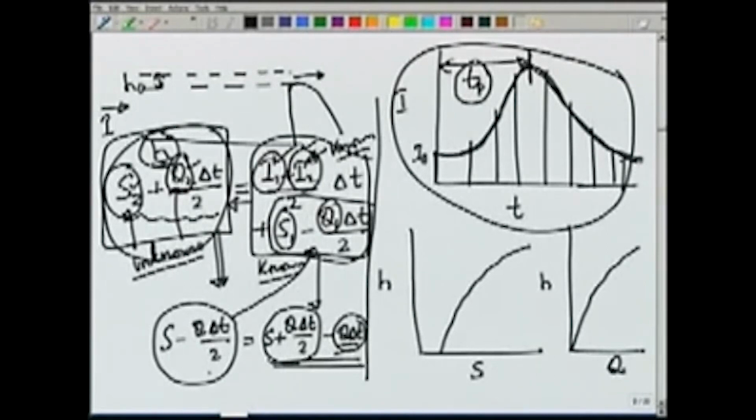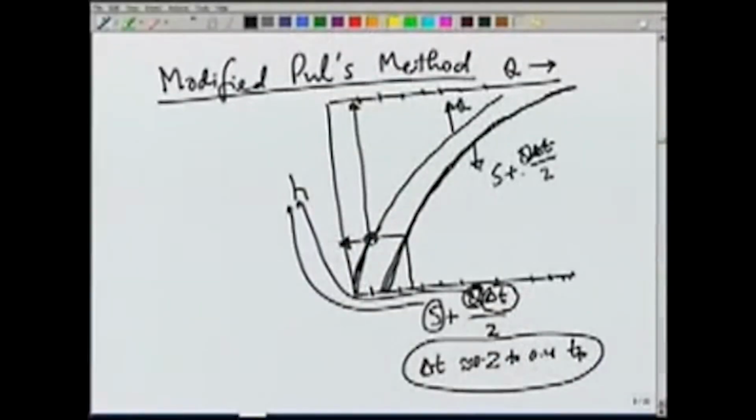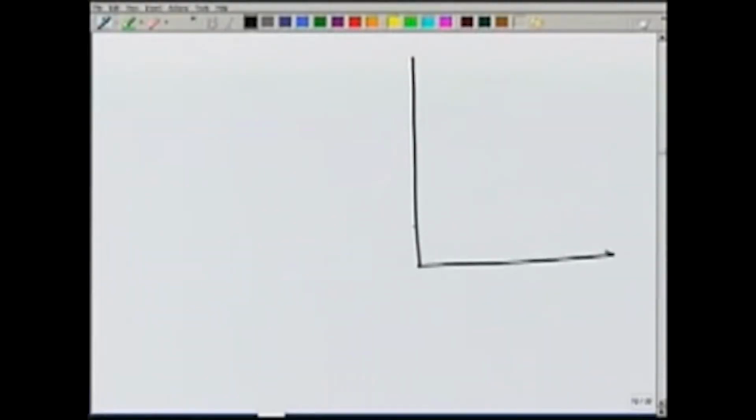So, this modified pulse method, using this graphical procedure, gives us the outflow. The typical outflow, so if we have this as the inflow, a typical outflow will look like this.